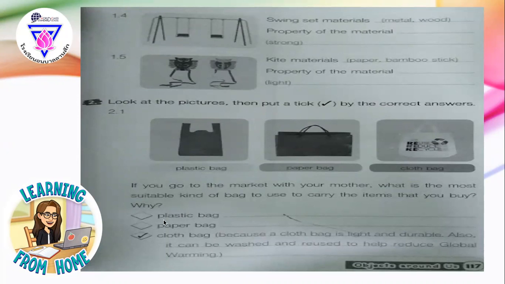Then you can also answer this activity. Look at the pictures, then put a tick by the correct answers. Here you have the plastic bag, paper bag, and cloth bag. What is the difference between the three objects? You can copy the answer here. Cloth bag, because the cloth bag is light and durable. Also, it can be washed and reused to help reduce global warming.